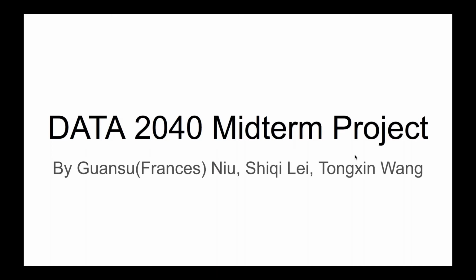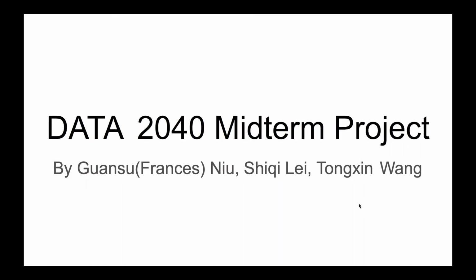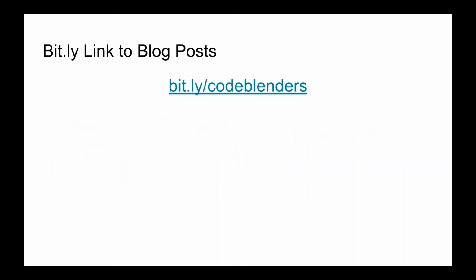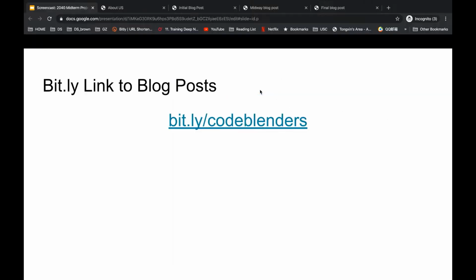We are Team Codeblenders. Our team members are Francis, Shiqi, and Tongxin. This is Tongxin, by the way. This video is a summary of our Bengali.AI handwritten grapheme classification project. Now I will take you to our project webpage and walk you through our project.